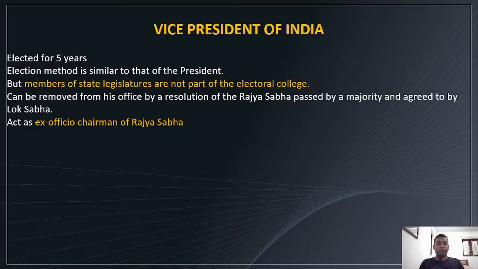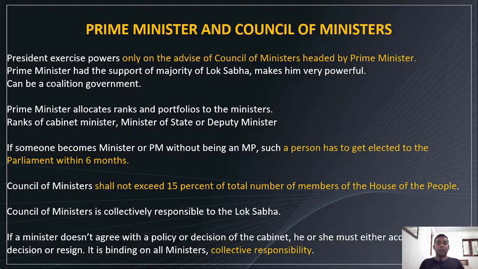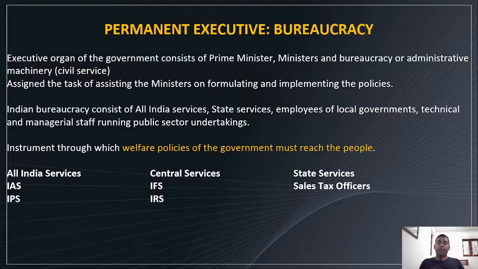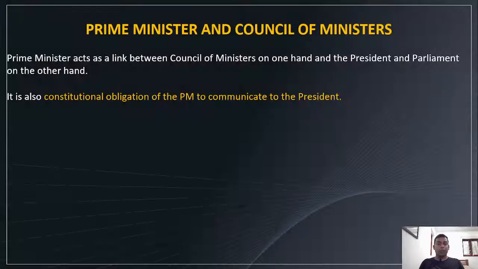Then pocket veto. Then Vice President of India. Then Prime Minister and Council of Ministers. Then finally permanent executive, bureaucracy. So hope you understood all the topics. This is all for the time being about executive, and we will see in the next video. Okay, we will do our next chapter.